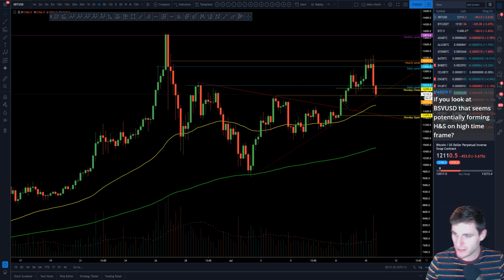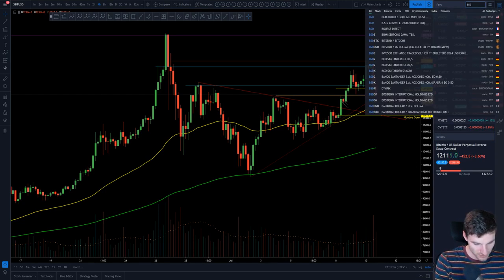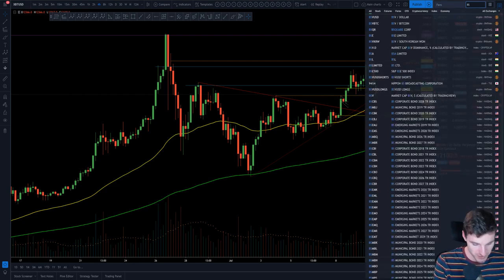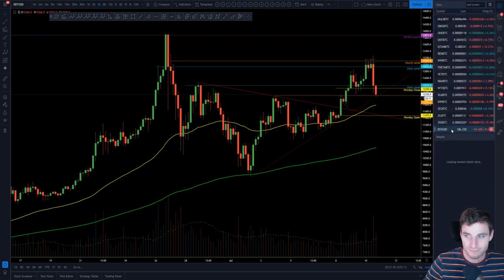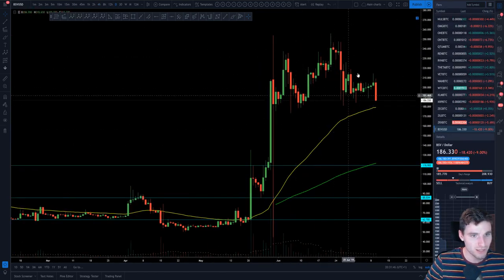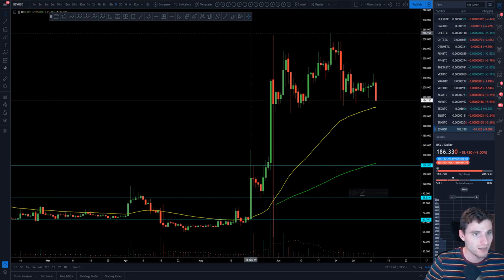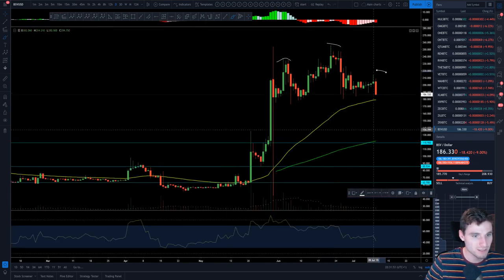If you look at BSV, I will do this one just because apparently it's forming it. BSV, it's potentially forming a head and shoulders, left shoulder, head, right shoulder. Yeah, maybe. Let's see.